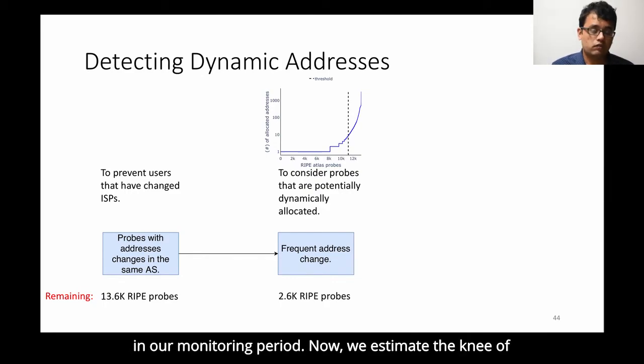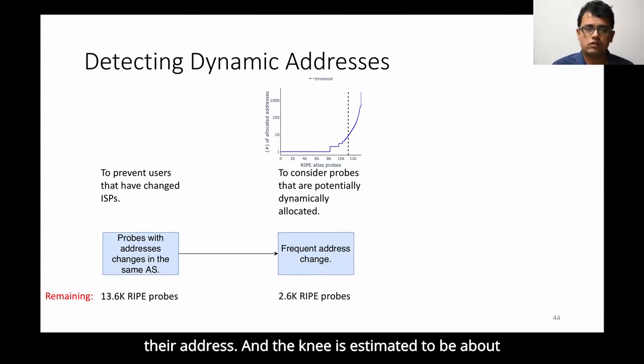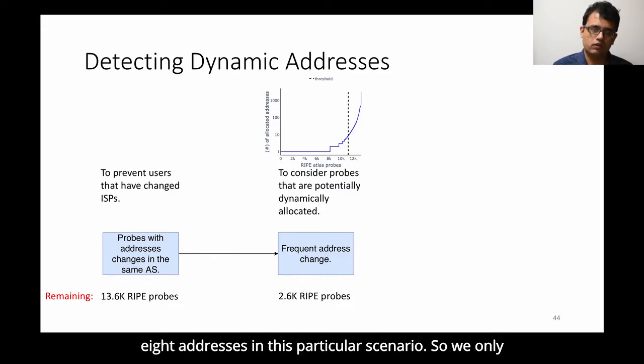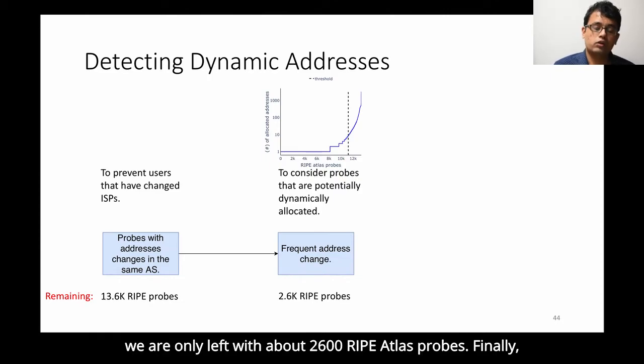Now we estimate the knee of the graph to determine probes that frequently change the address, and the knee is estimated to be about 8 addresses in this scenario. So we only consider the probes that have been allocated at least 8 different IP addresses. Once we apply the filter, we are only left with about 2,600 RIPE Atlas probes.